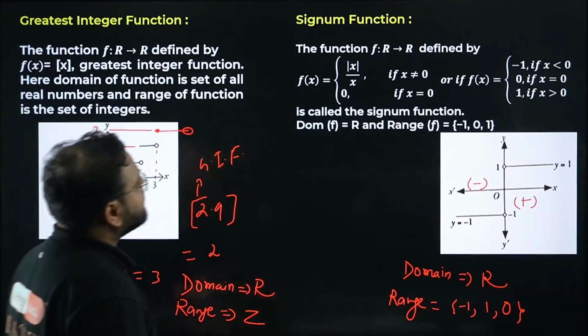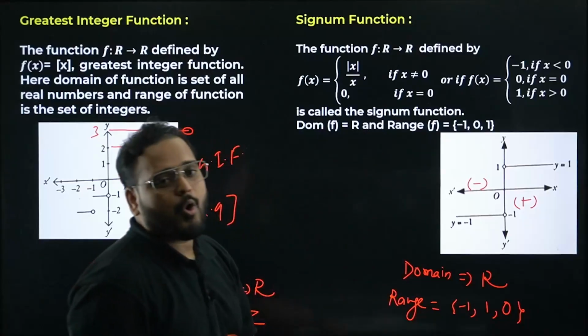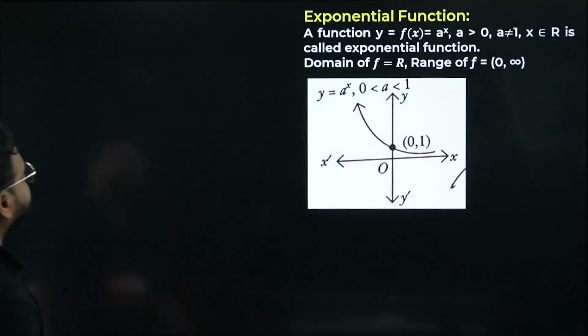Alright, so please check. Your range is written over here: minus 1, 0 and 1, and the domain is all real. Okay, let's move on now.